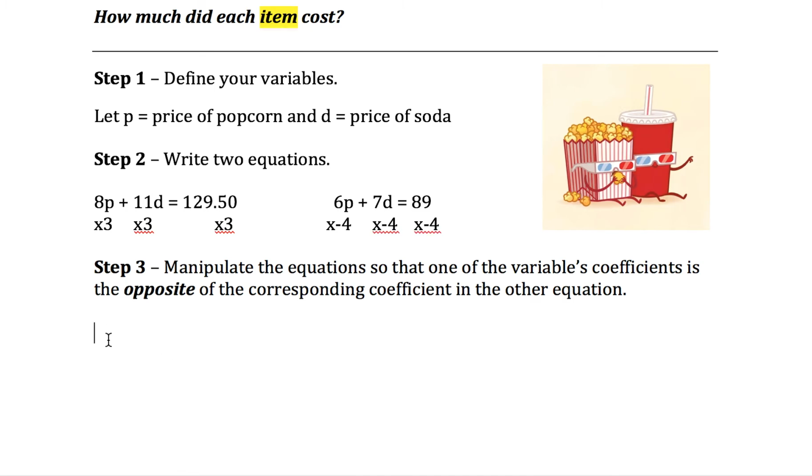Now I'm going to just rewrite these equations. So we have 24P plus 33D equals, let's see, 130 times 3 would be 390, but we're 50 cents short 3 times, so 388.50. Over here, negative 24P minus 28D equals negative, let's see, 90 times 4 would be 360, but we're 4 short, so negative 356.